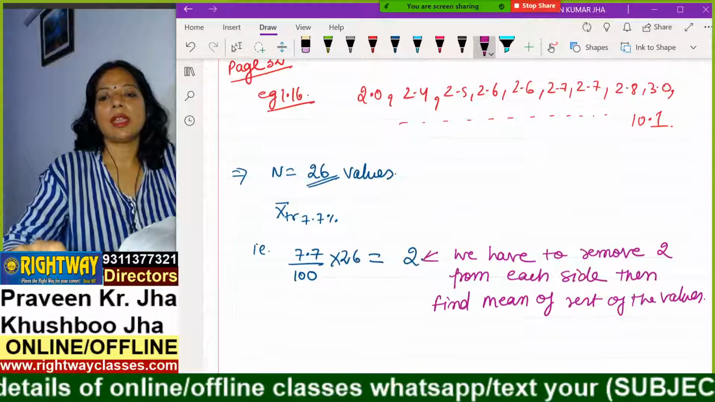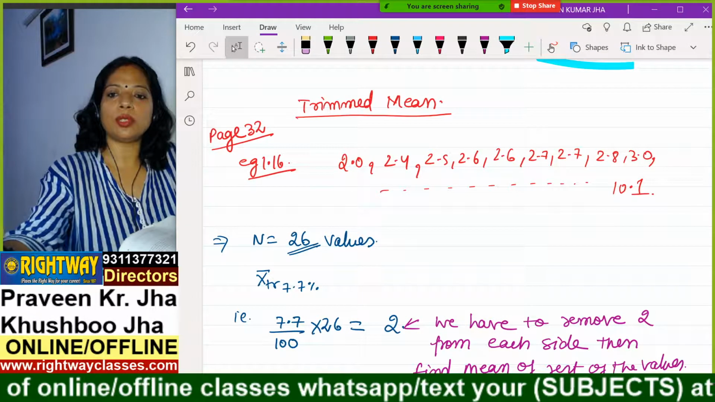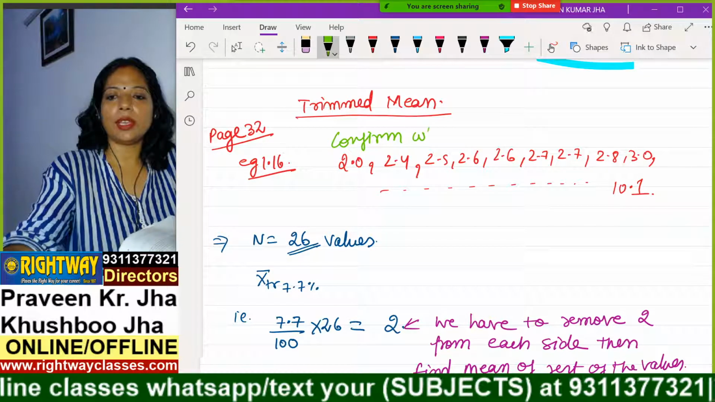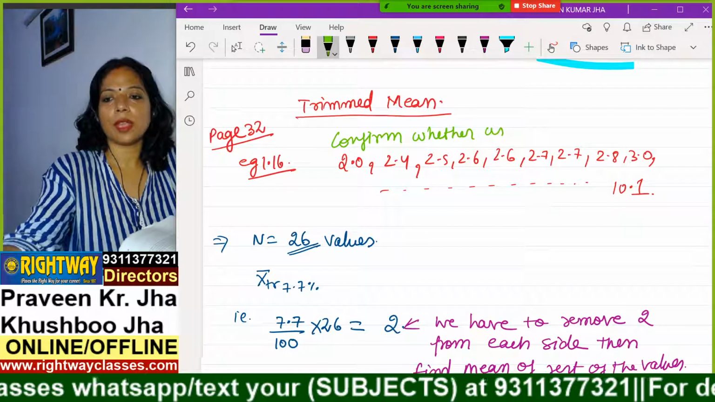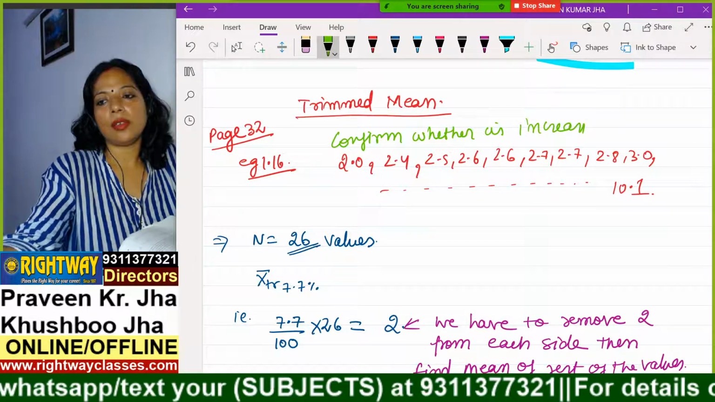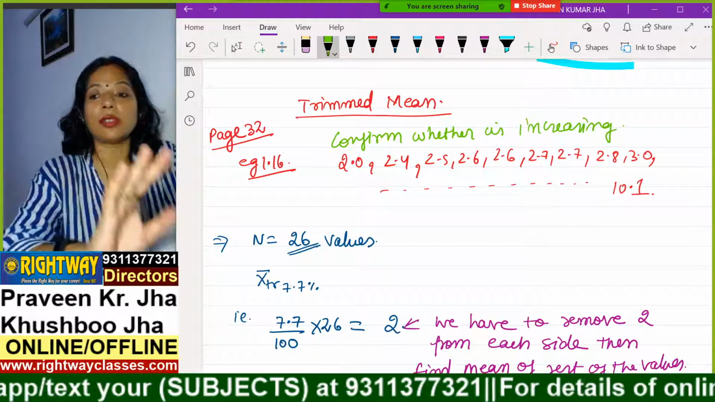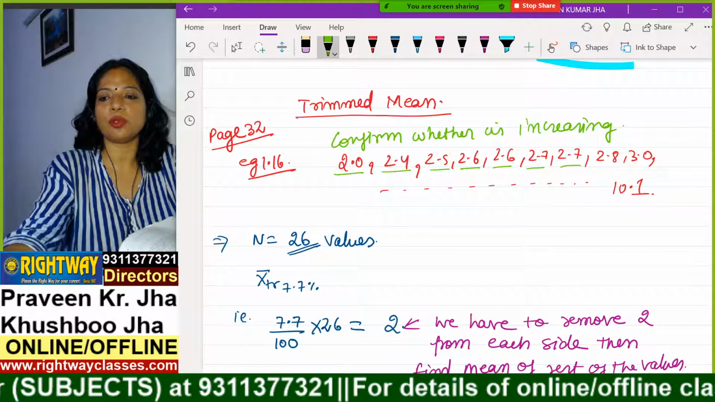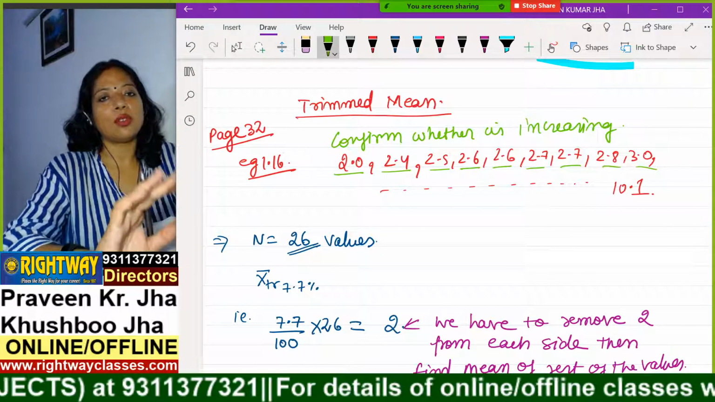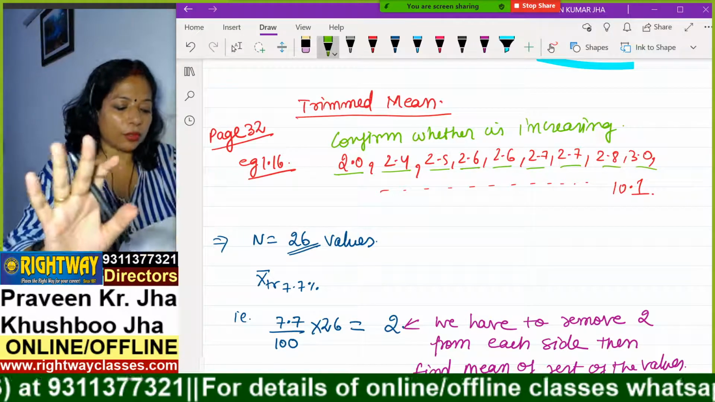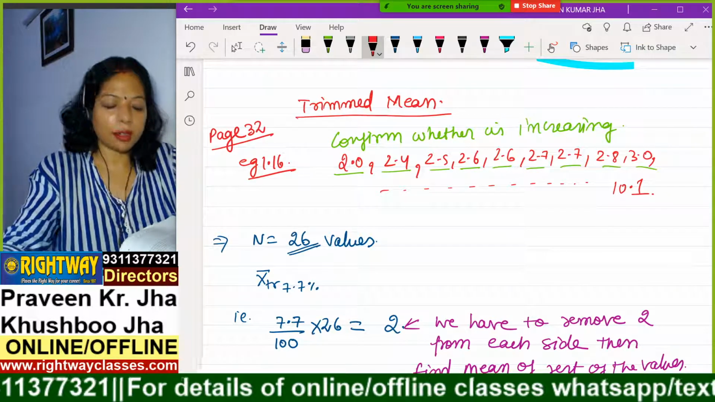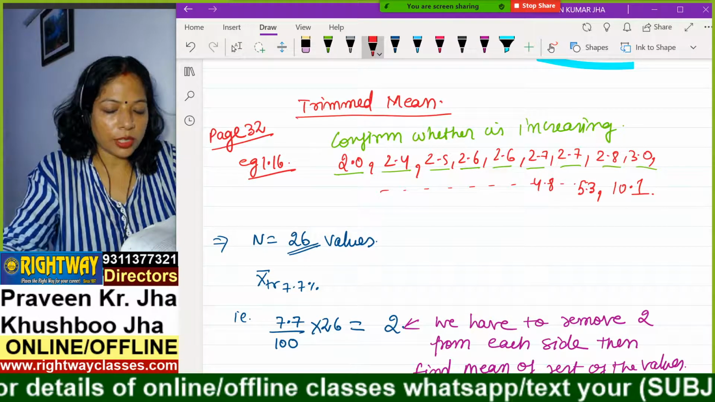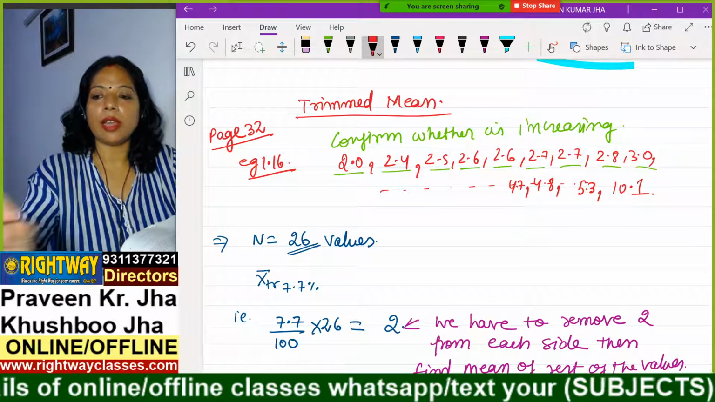Now first of all, what we have to do is confirm whether it is increasing or not. But thank God it's given in increasing order. See na, 2, 2.4, 2.5, 2.6, 2.6, 2.7, 2.82, like this way. So it's given in increasing order, so we don't have to arrange it. Let me write down some other values like 5.3 and 4.8, 4.7 and so on.